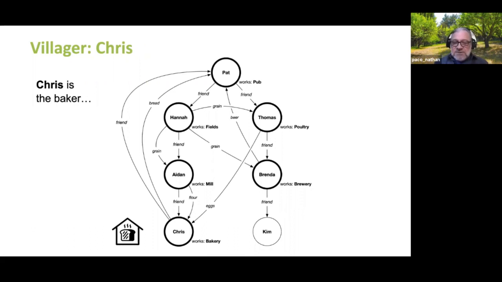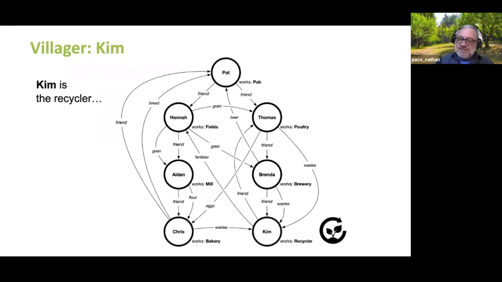And then Chris, Hayden's friend Chris, works the bakery, and as such, buys flour from Hayden, buys eggs from Thomas, produces bread, sells that off to Pat. And then Kim works a recyclery, and Kim picks up organic waste from several businesses here, poultry, the mill, bakery, etc., brewery, and then creates fertilizer, sells back to Hannah.